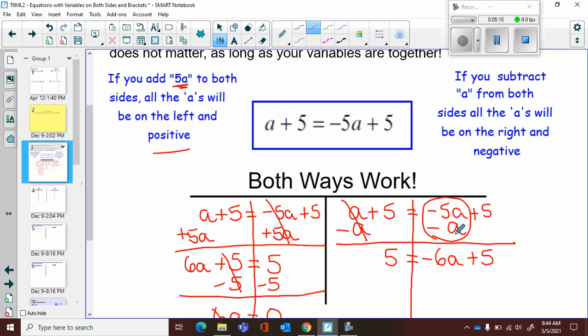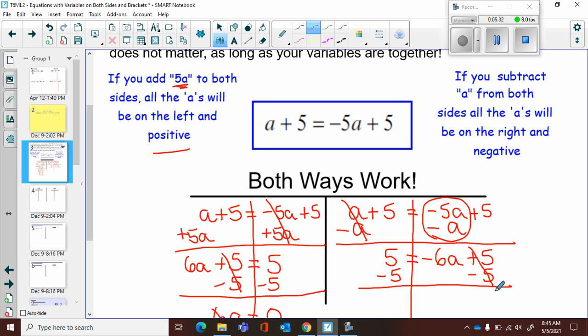Okay, we're putting these together. Negative 5a plus a negative a, or a negative 5a subtract an a. And this is what we're left with. Again, a two-step equation. So we're going to get rid of this 5 next because we want to isolate our variable. So we do it to both sides.